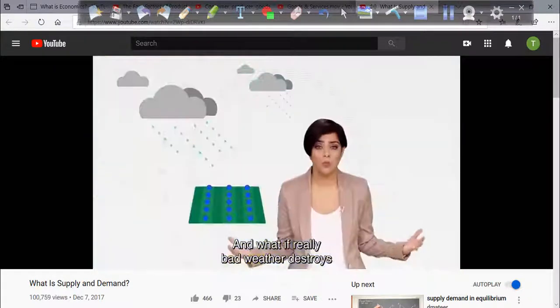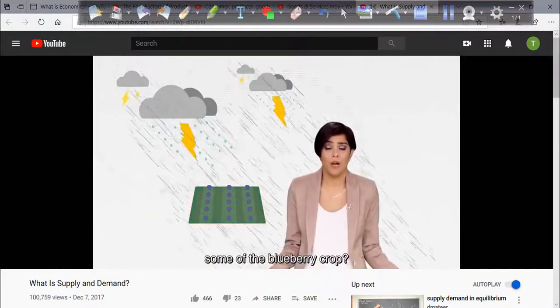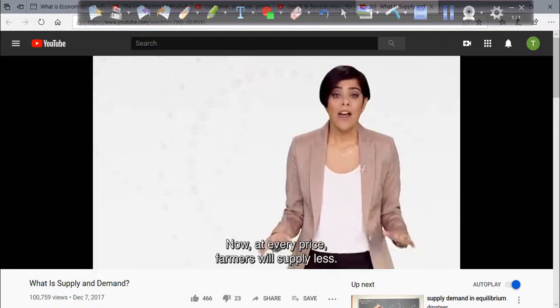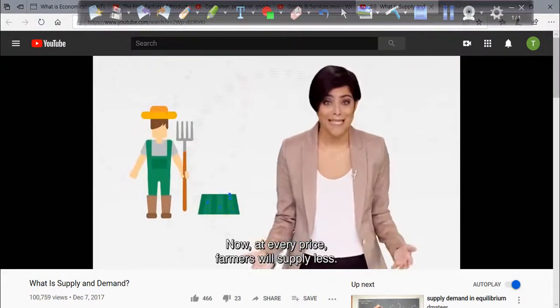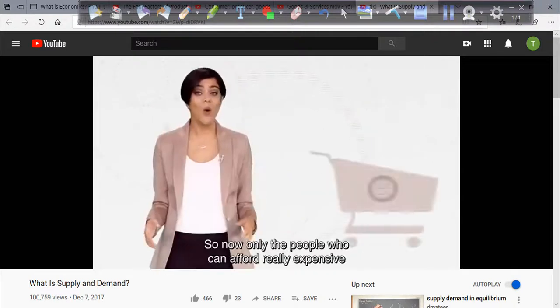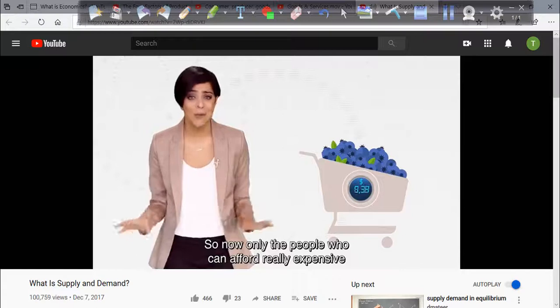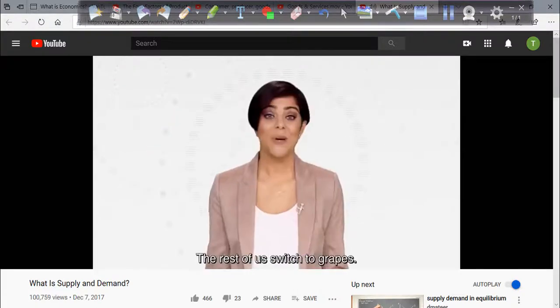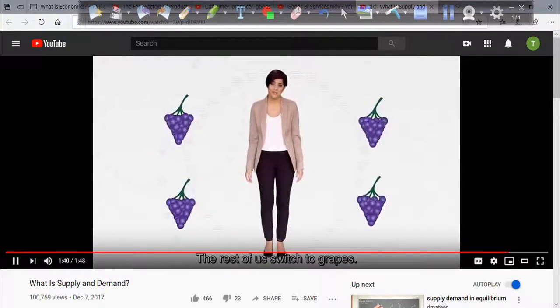And what if really bad weather destroys some of the blueberry crop? Now, at every price, farmers will supply less, and the entire curve shifts to the left, and the equilibrium price increases. So now, only the people who can afford really expensive blueberries buy them. The rest of us switch to grapes.